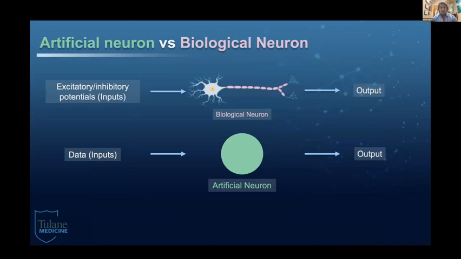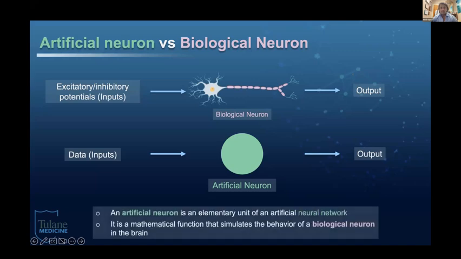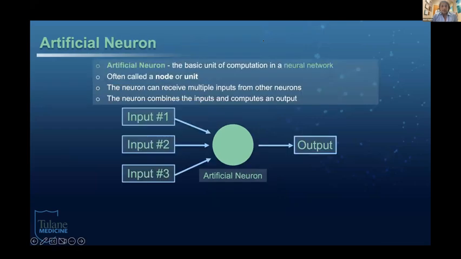So artificial neuron versus biological neuron. The artificial neuron has a variety of inputs leading to an output. The biological neuron, we have excitatory and inhibitory potentials leading to an output. So the artificial neuron is the basic elementary unit of this artificial neural network. Another name for artificial neuron is a node or a unit. This neuron can receive multiple inputs from other neurons, and the neuron combines the inputs and provides an output.